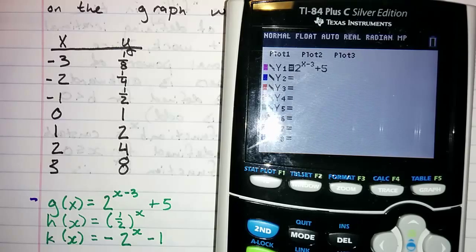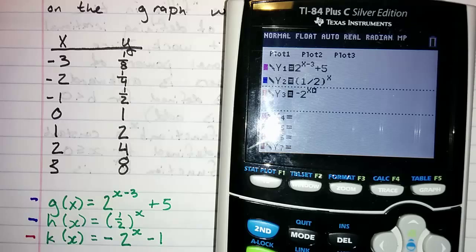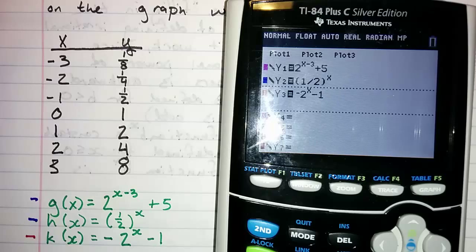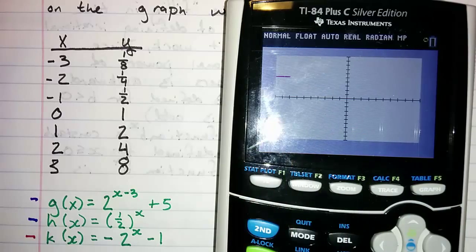I'm going to graph the second one in blue, and I'm going to graph the third one in red. Notice, I'm not putting -2 in parentheses, so this means take 2 to the x power and then make it negative. This negative sign means multiply by -1. So let's look at these 3 graphs.